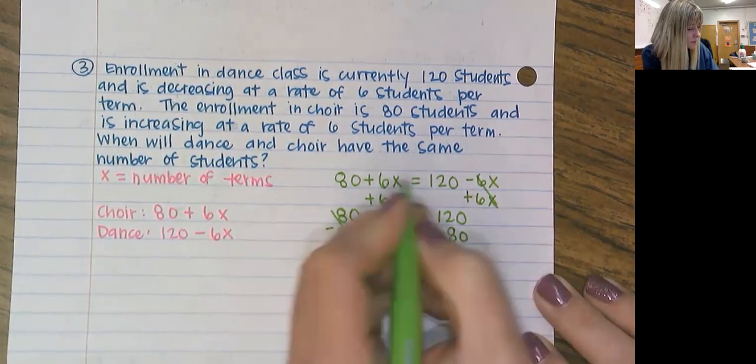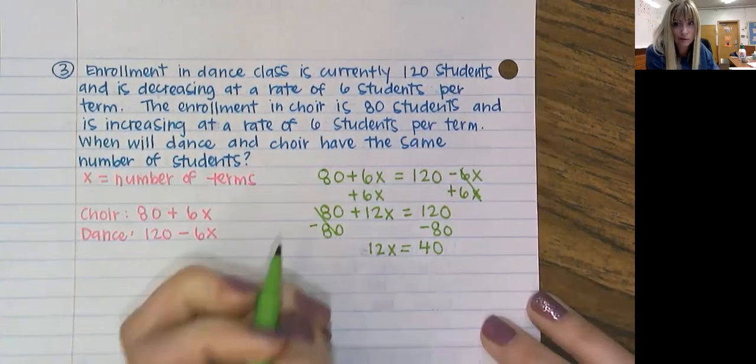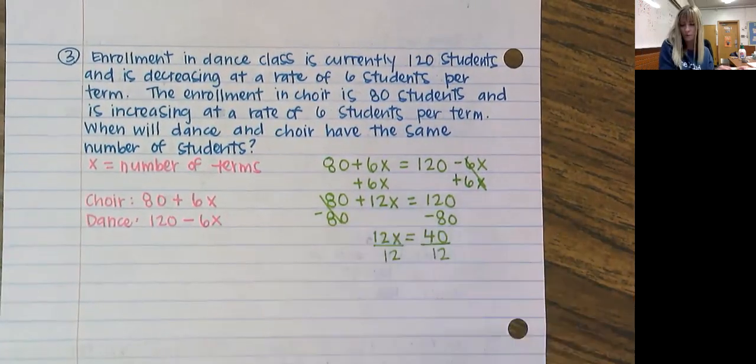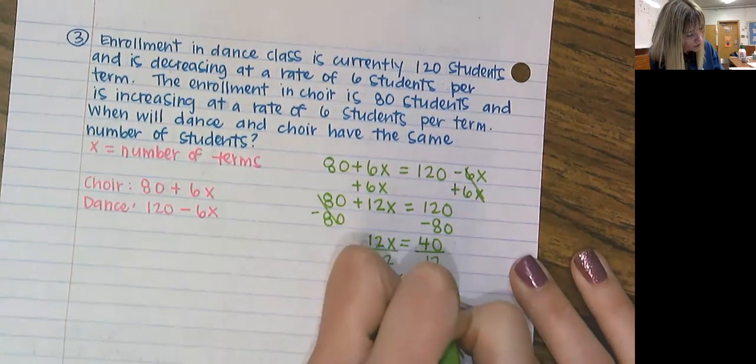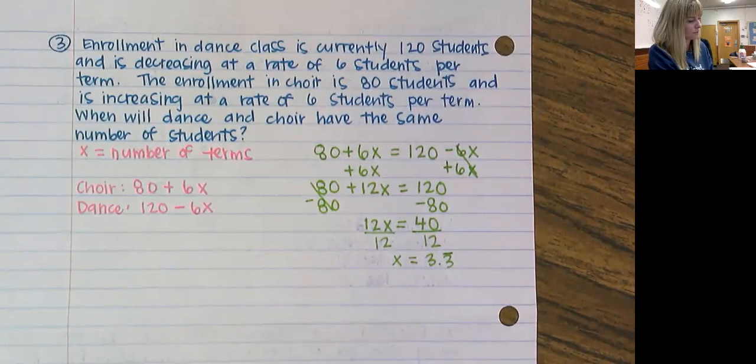12x equals 40. Double checking my work this time, so I'm not making any weird mistakes. Divide by 12, divide by 12. 40 divided by 12. Well, I know it's not going to come out even. 40 divided by 12 is 3.3 repeating. So that's officially the answer. When will these two classes be the same? Not in an exact term time.